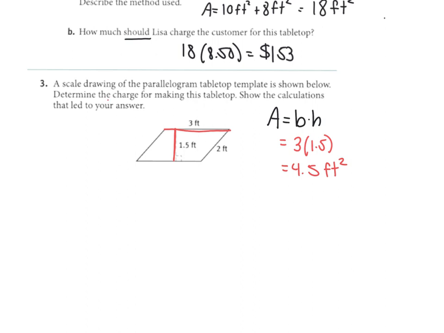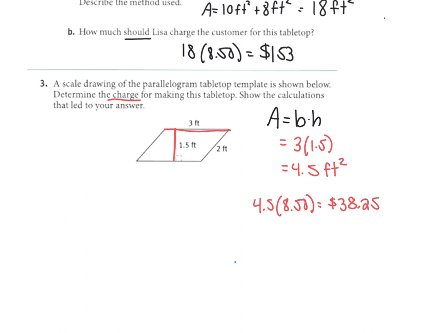Once again, it does ask us to determine the charge for making this tabletop. So since it's $8.50 per square foot, if we want to know the charge, we can multiply that 4.5 square feet by $8.50, and that gives us $38.25.